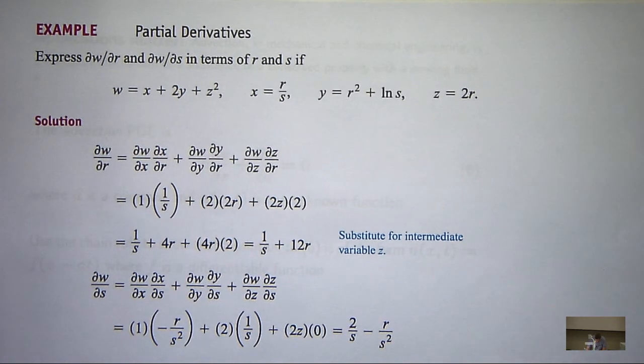So here's another example. Again, one that I've created earlier. Here we've got a function of 3 variables, x, y, and z. Each of those depend on 2 variables. Go through, formulate your chain rule, work out your derivatives.